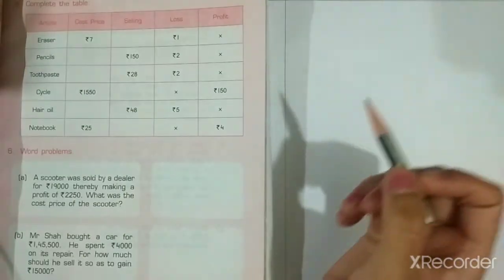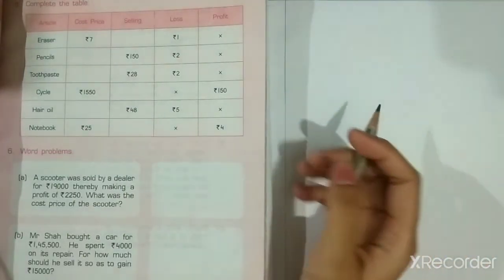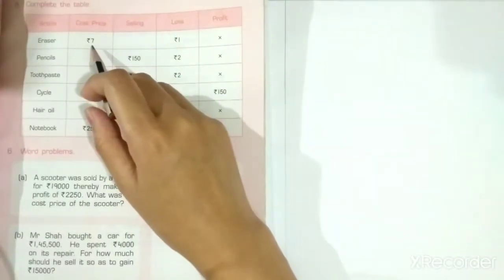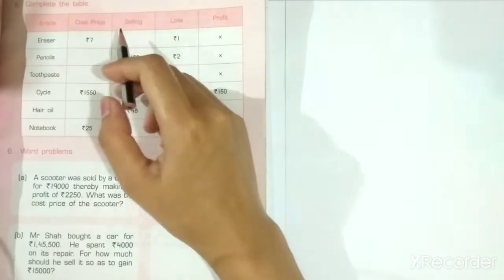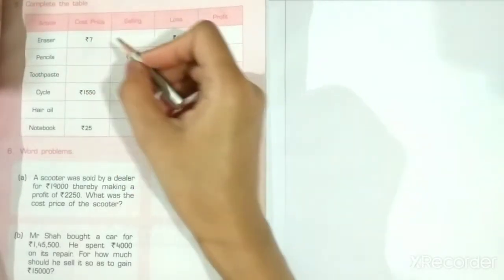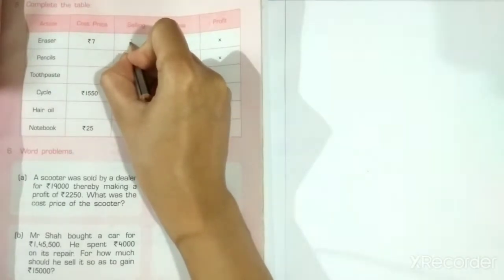Fill in the blanks. Cost price and loss are given, so selling price is cost price minus loss. That is ₹7 minus ₹1, that is ₹6.